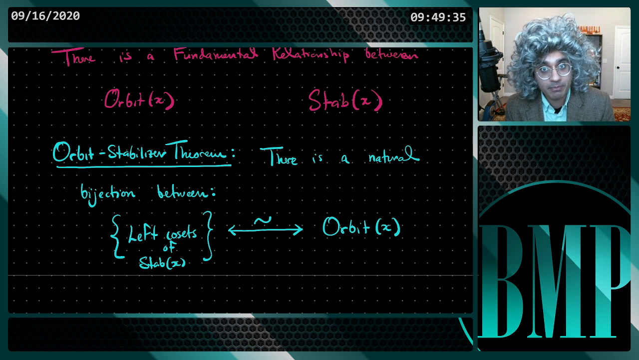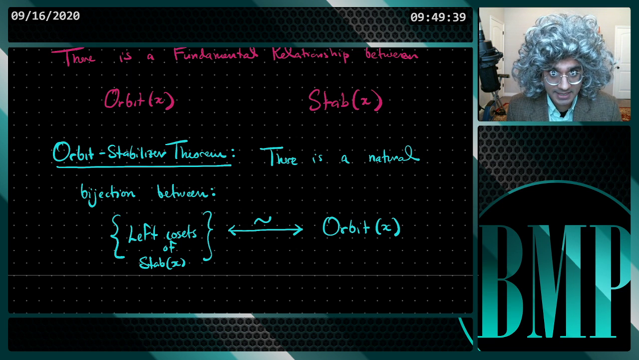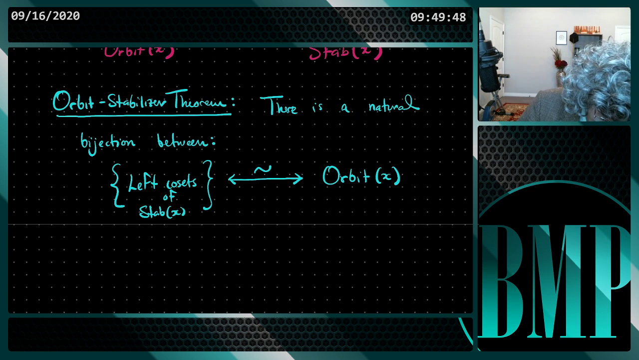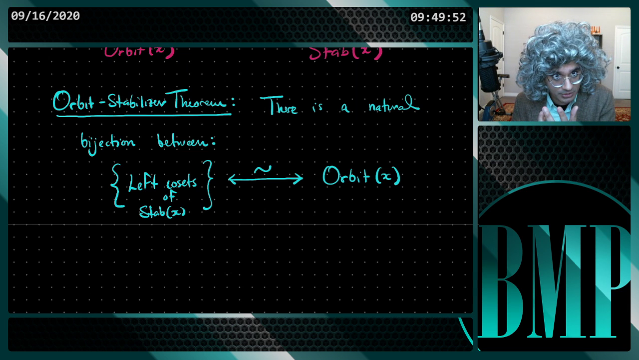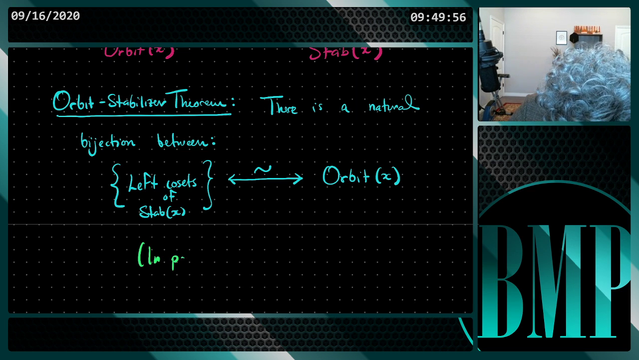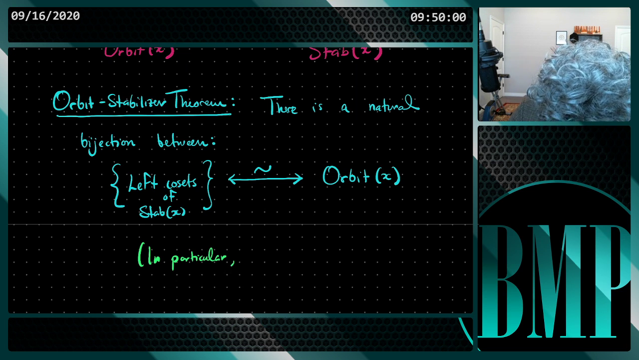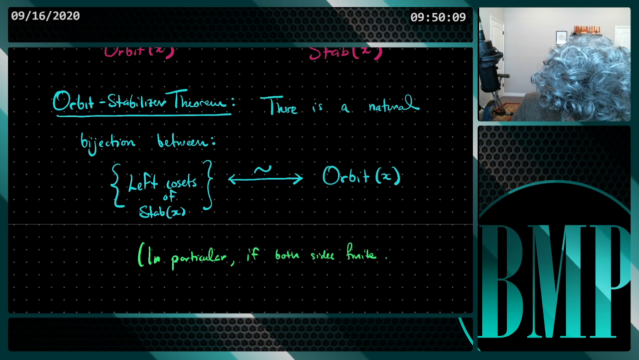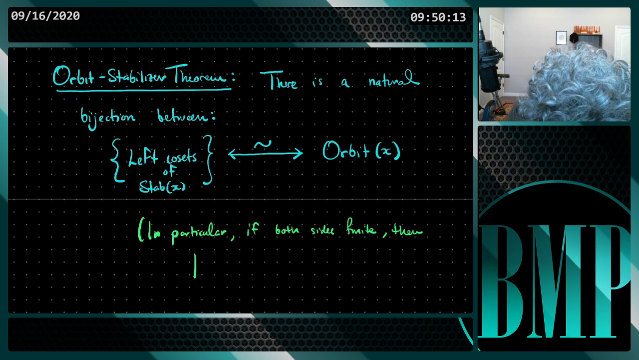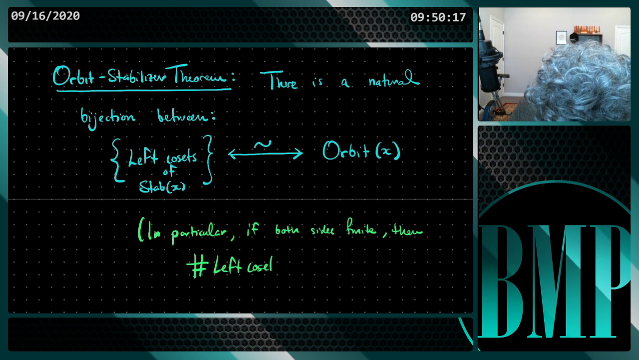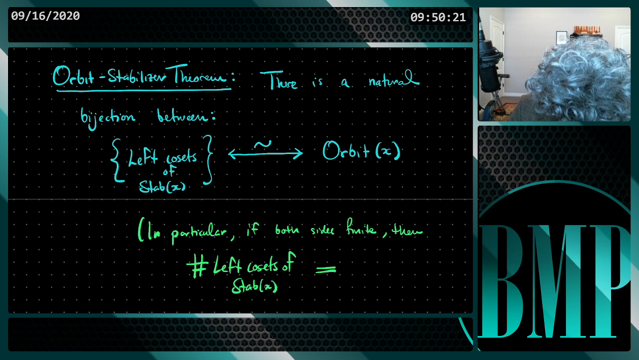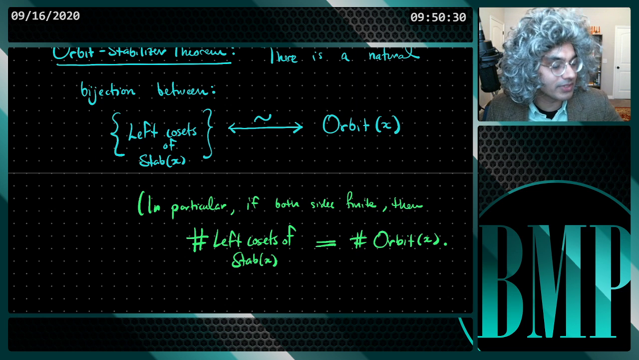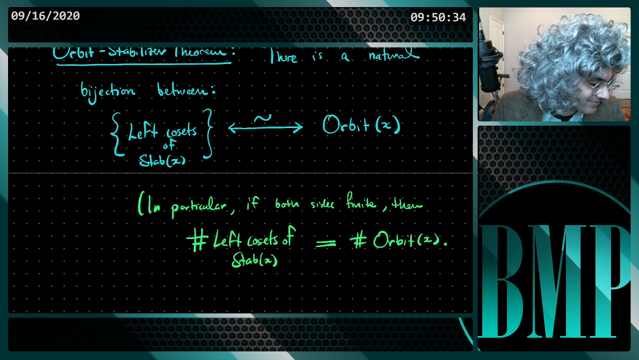In particular, if both sets are finite, these two sets, left-hand side and right-hand side, have the same number of elements in that finite case. So if you believe that there is a natural bijection between these two sets, then in particular, if both sides are finite, the number of left cosets of the stabilizer subgroup is equal to the size of the orbit. All right, how big the orbit is is the same as how many left cosets the stabilizer has.